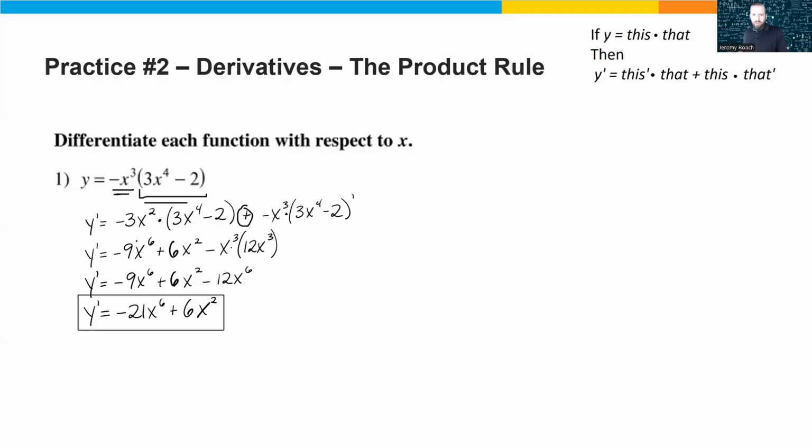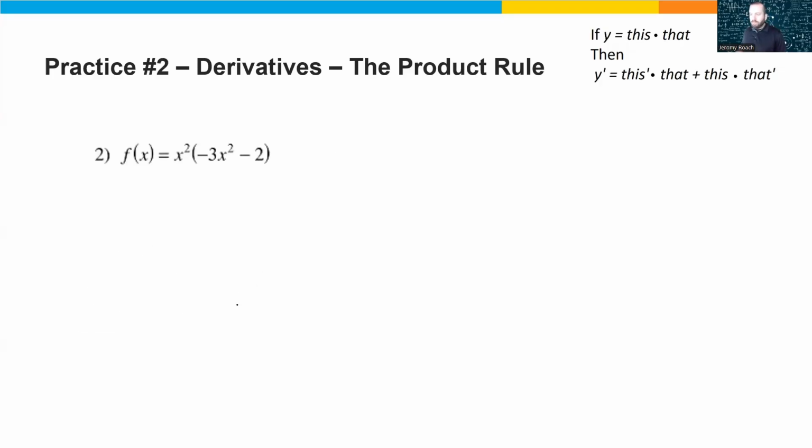And when we multiply this out, we get negative 9x to the sixth plus 6x squared. We use a distributive property here, and then we're gonna add negative x cubed times 12x cubed, and that gives us negative 12x to the power of 6. We can add these two like terms together, negative 9x to the 6th and negative 12x to the 6th, and we get negative 21x to the power of 6. And then the plus 6x squared just stays there. So that is the product rule.